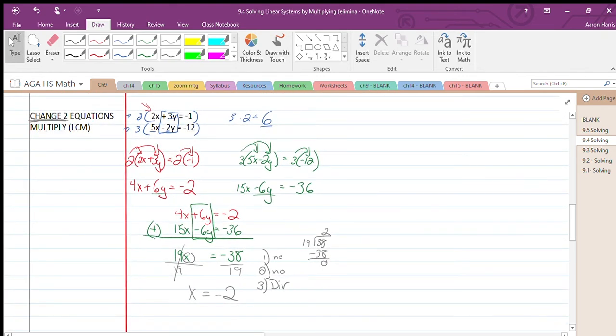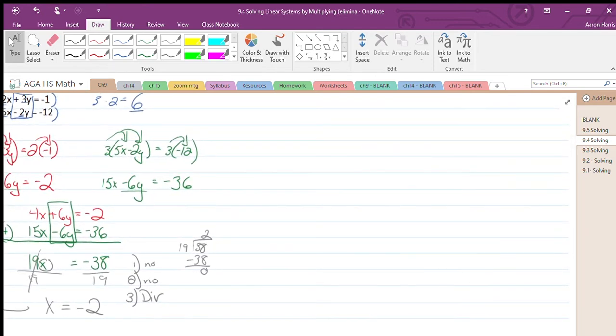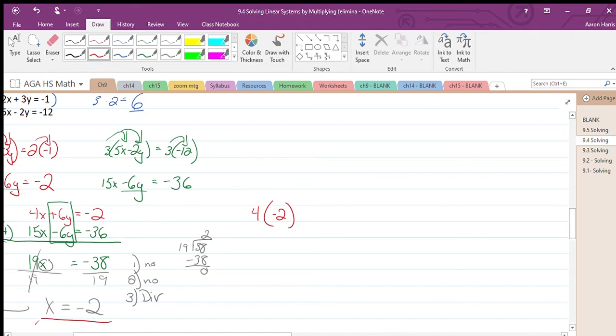What can I do now? Here's the best thing about it. I can substitute that x into here, or I can even go all the way back up to the original equations. It doesn't matter because they're all equal to each other. Okay, so now let's just substitute it into the top equation. So I get 4. Instead of an x, I put what? Negative 2, because I just said x is equal to negative 2, plus 6y equals negative 2. Okay, so that's the equation right there.